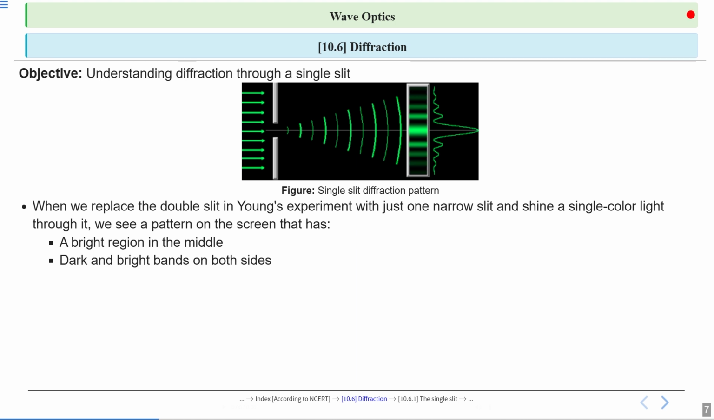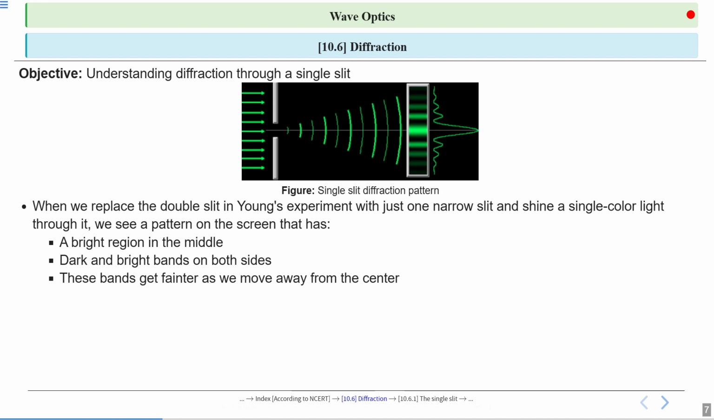Next, notice the dark and bright bands on both sides of the central bright region. These alternating bands are a result of the interference of light waves. The dark bands occur where the light waves cancel each other out, that is, destructive interference is taking place, while the bright bands occur where they reinforce each other, meaning constructive interference is taking place. As we move further away from the center, these bands become fainter. So we are not able to observe a large number of bands because the intensity is fading out.